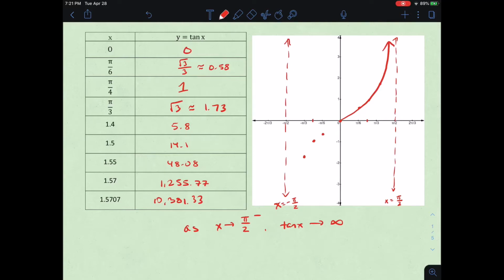Connecting our dots, you'll get a graph that looks something like this. And so this is our tangent graph. It almost looks like an x cubed graph, right? And that's kind of one way I remember this.